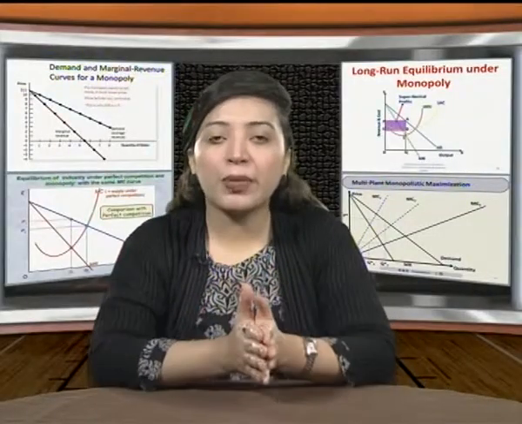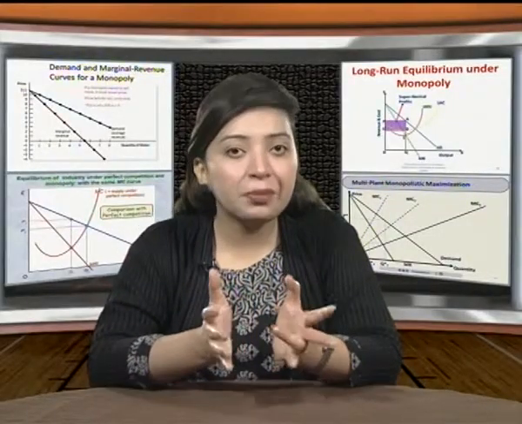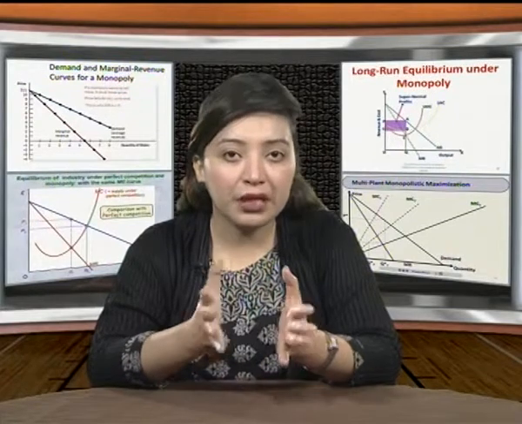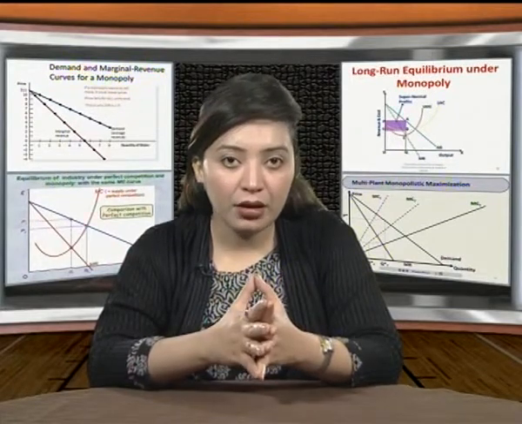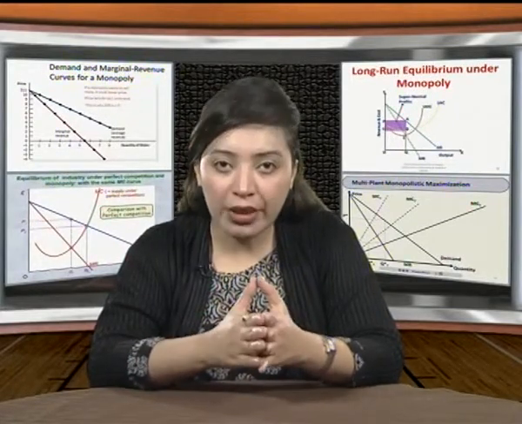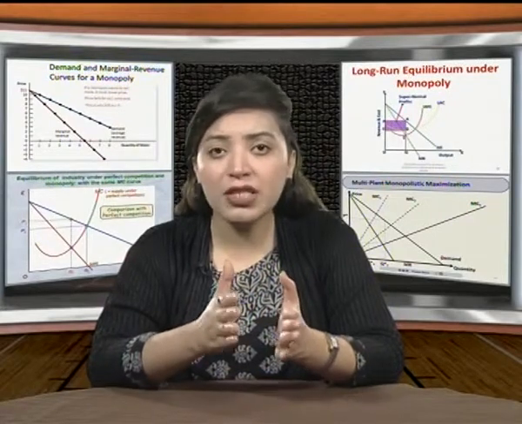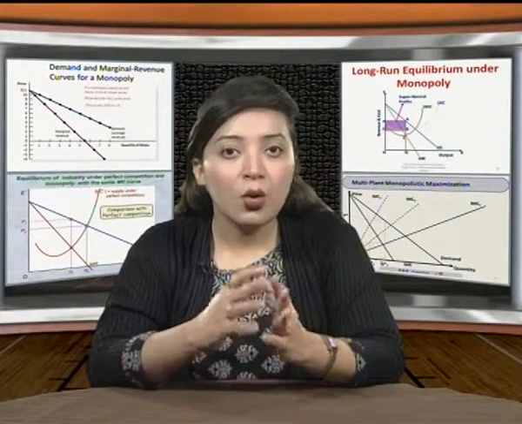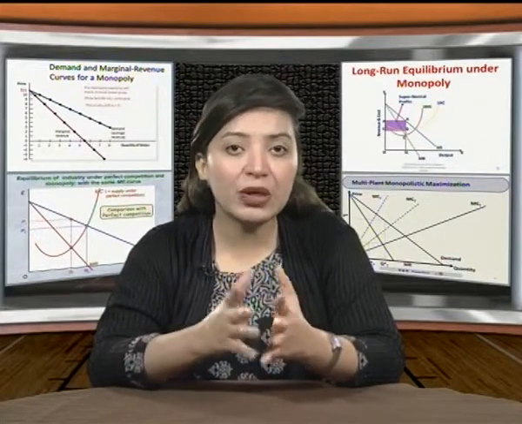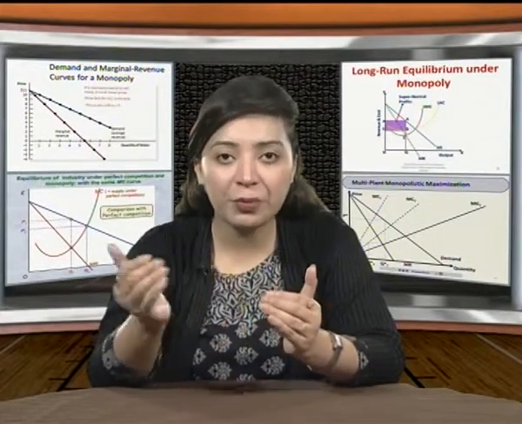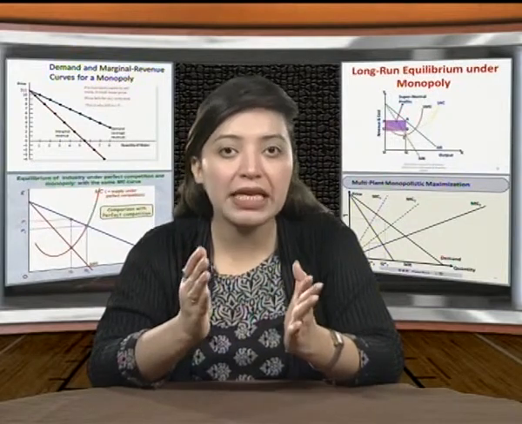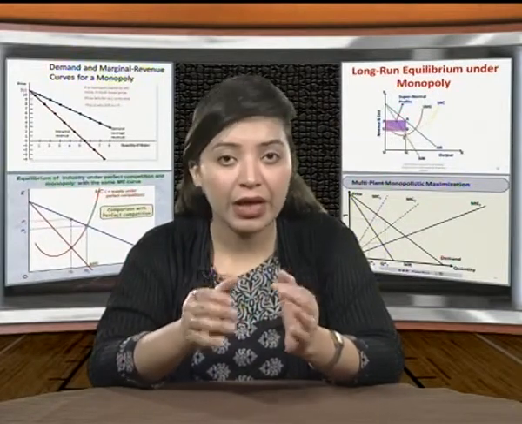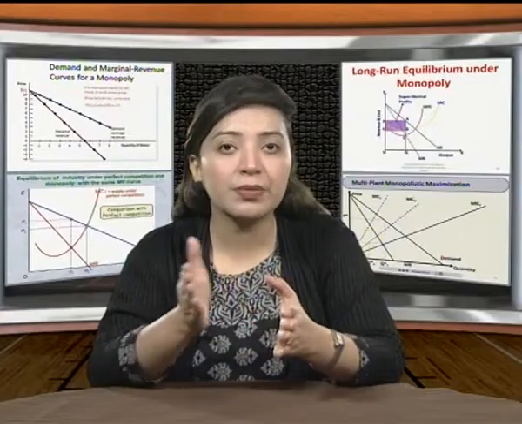Let's take the next topic, that is, monopoly equilibrium and perfectly competitive equilibrium compared. Having studied the equilibrium under monopoly, it is now in the fitness of things to make a comparative study of the two. The only similarity between the two is that a firm under both perfect competition and monopoly is in equilibrium at the level of output at which marginal revenue equals marginal cost.